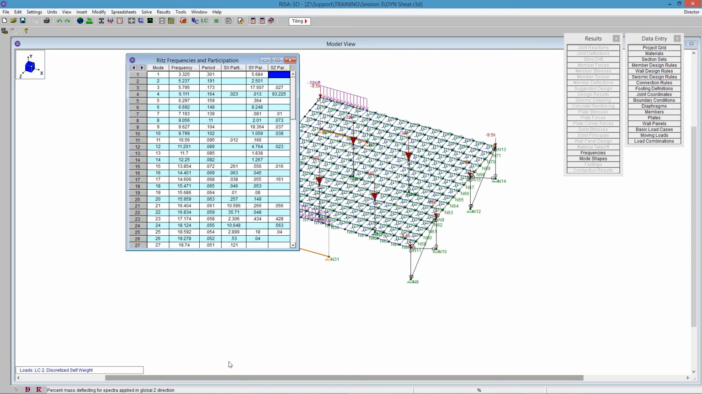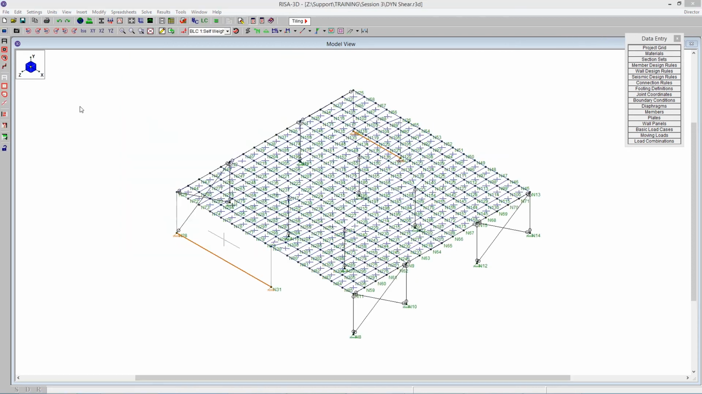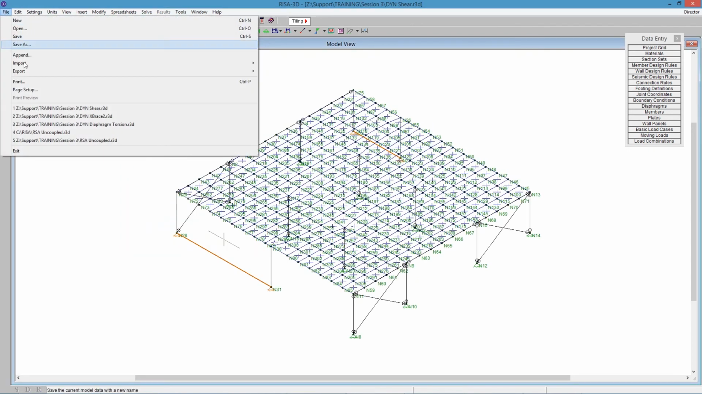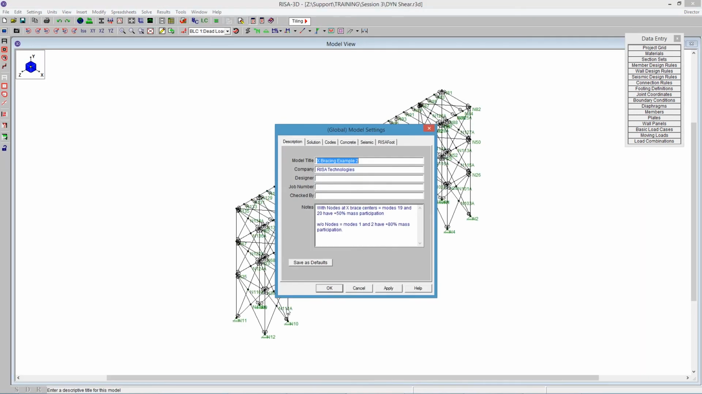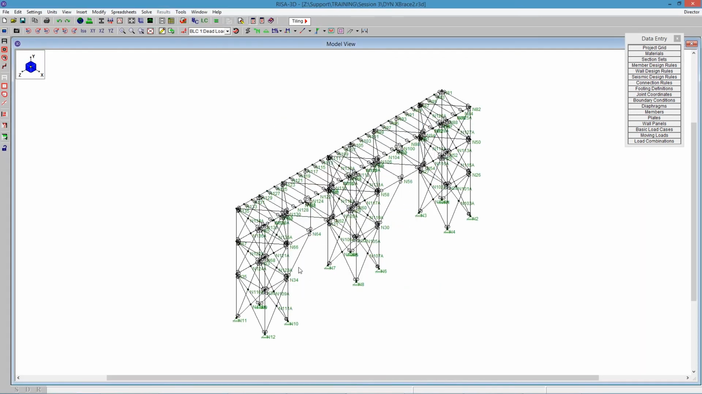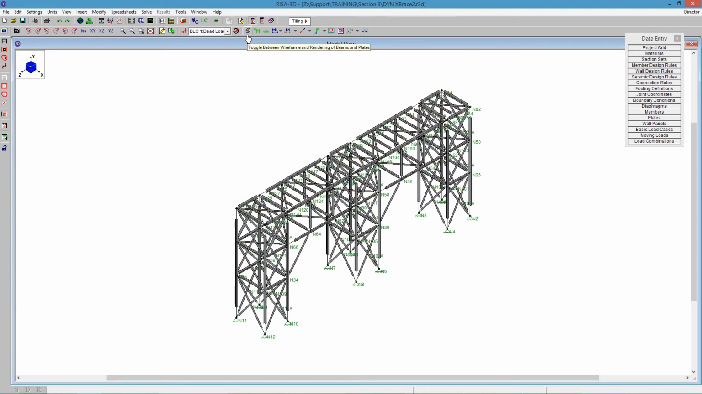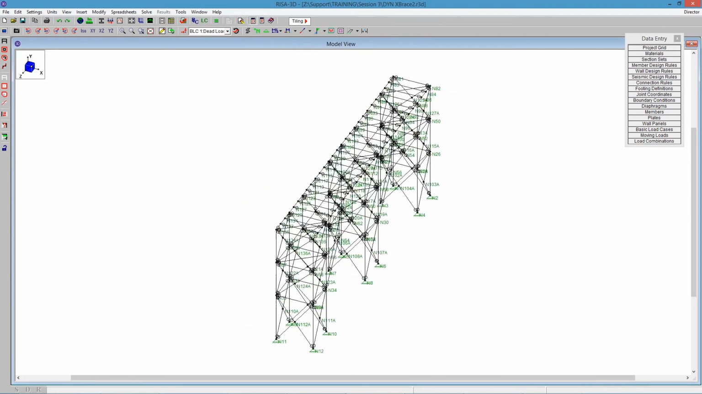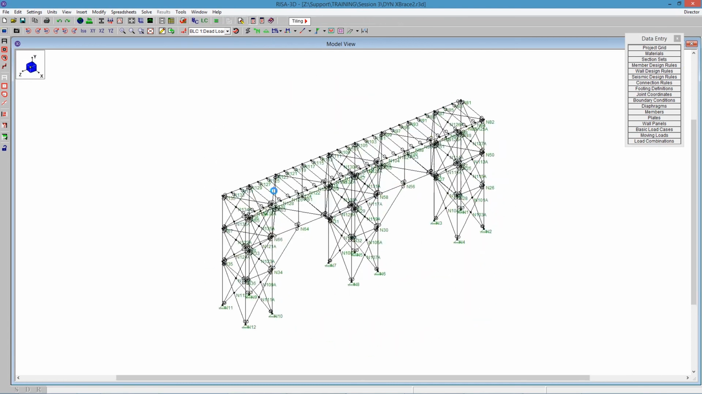So another model here I'm going to jump to, hang on. Let's go ahead and open this model here. It is going to help us to see some of the issues when we have some troubleshooting of why we're not getting some participation. So this model is a little different type of frame, not so symmetric, but it's got lots of little things going on in it.